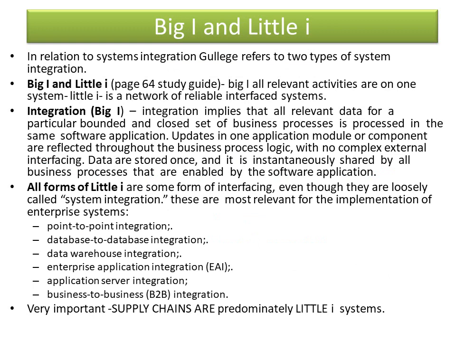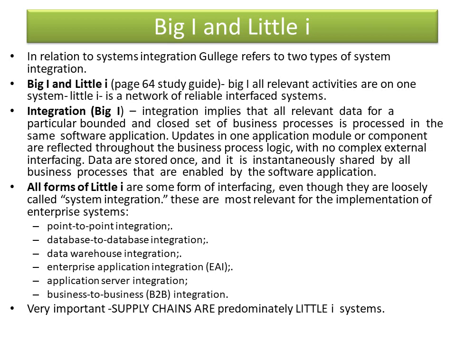An important concept in the study guide with relation to integration is big I and little I, and that's referred to on page 64 of the study guide. Gullidge refers to 2 types of integration. Big I is everyone's on the same system, but little I is a network of reliably interfaced systems.